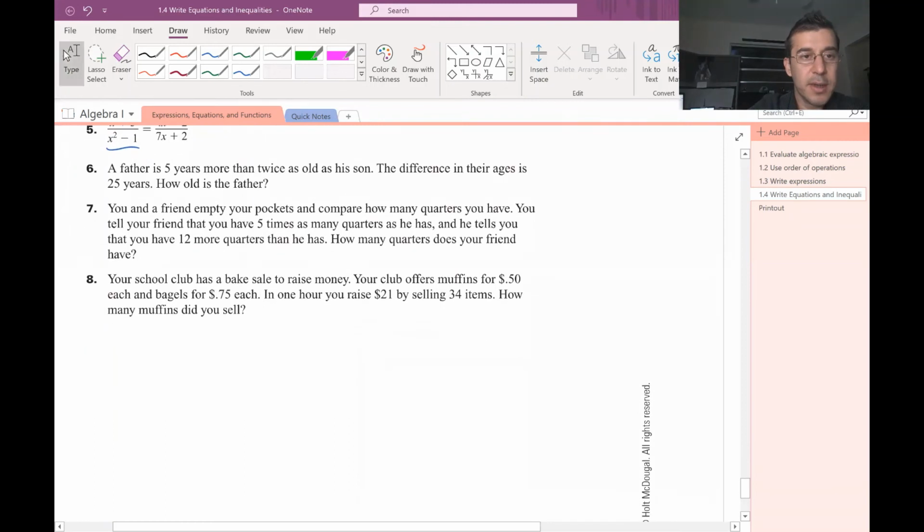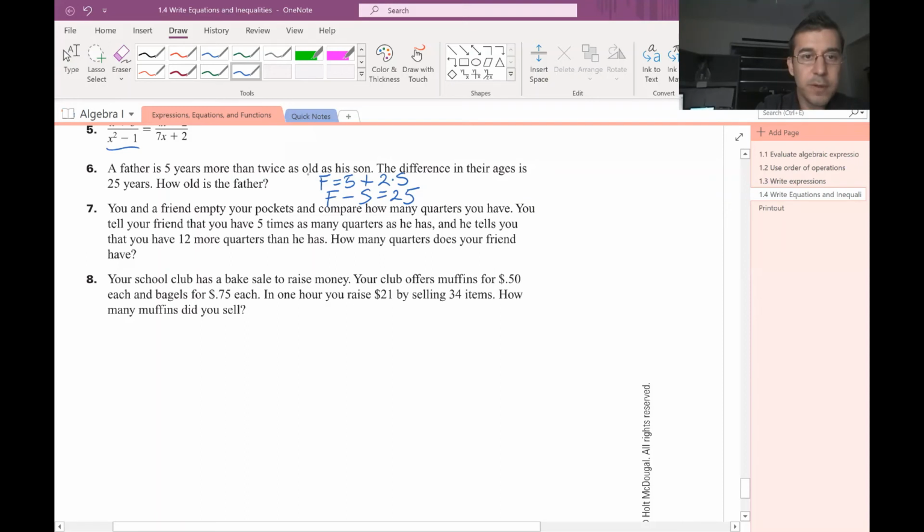Number 6, a father is 5 years more than twice as old as his son. So this can be represented as father, let's say F. So the father is 5 years more than twice as old as his son. Son is S. And then the difference in their ages, so F minus S, is 25.